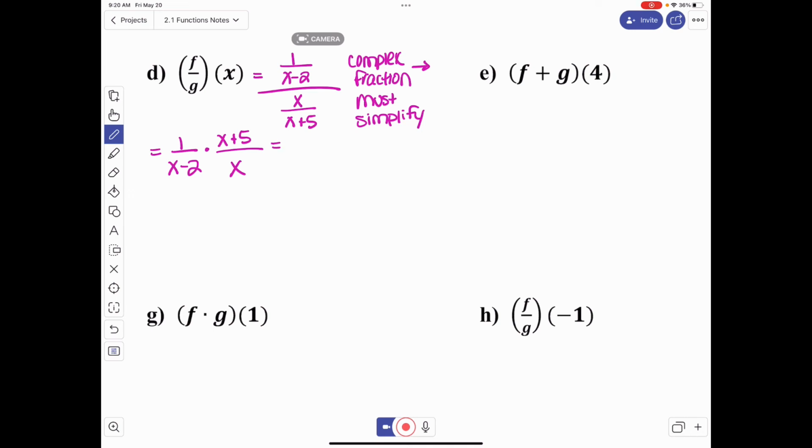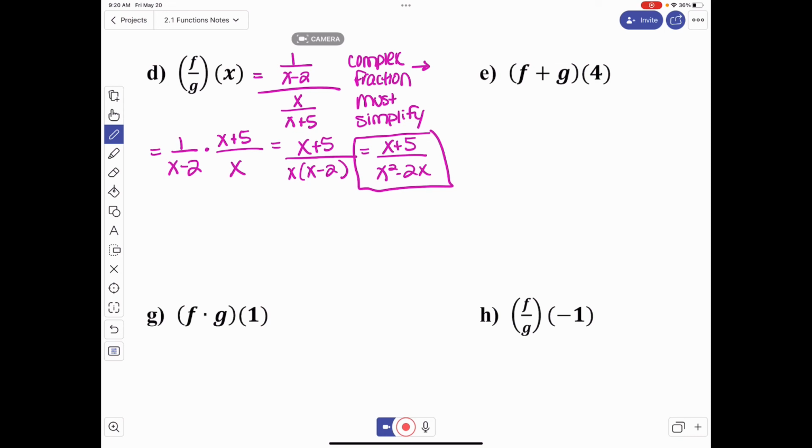So I'm going to get x plus 5 on top, and then I'm just going to put the x out front, x times x minus 2 on the bottom. Or if I want to take that a step further, x squared minus 2x. Okay, so there's my final answer.